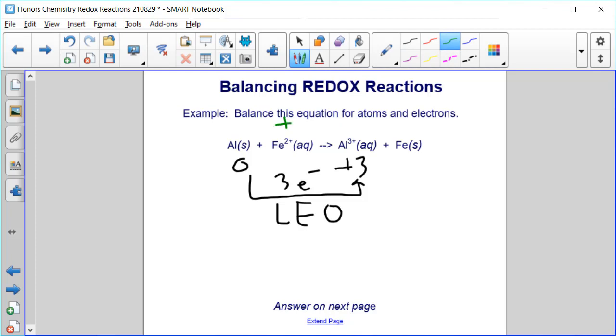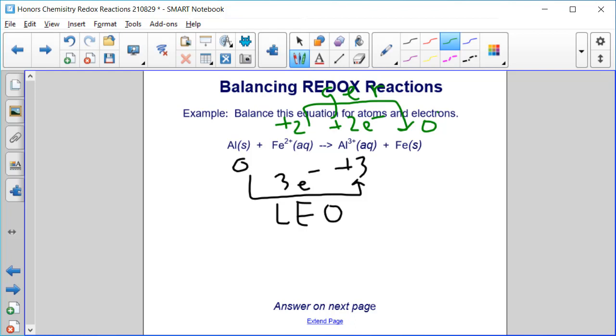Okay. Now let's look at the other element here, iron. Iron is going from +2 to 0. Okay, so going from +2 closer to 0, that's becoming more negative or gaining electrons, which is reduction. Okay, how many electrons are we gaining to go from +2 to 0? We're gaining 2 electrons. So if you look at the reaction as is, it looks balanced. 1 aluminum on both sides, 1 iron on both sides. But it's not balanced because we have unequal numbers of electrons gained and lost. So the question is, how do we get an equal number of electrons gained and lost?